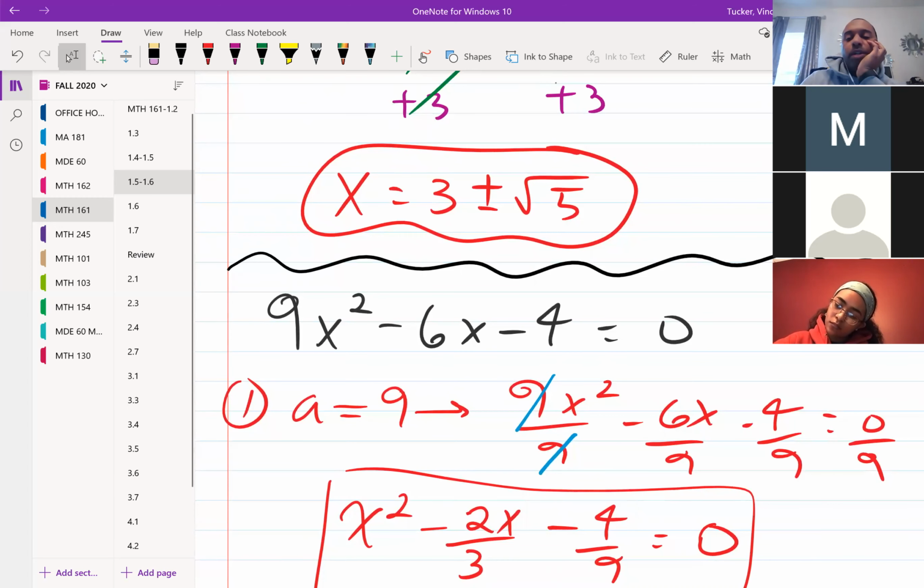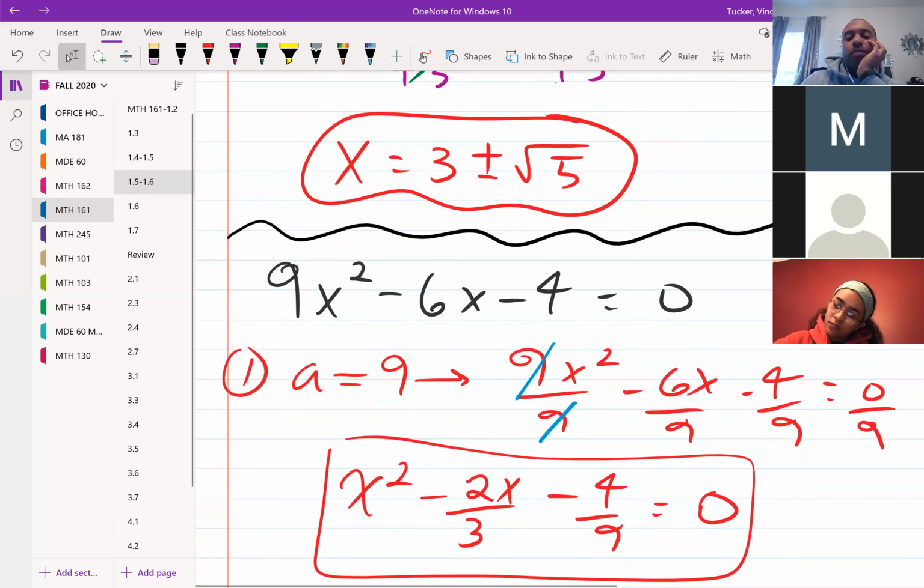This time a was equal to 9, divide each term by a, and simplify. So the 9's cancel in front of x squared, which is what we need. Then 6 over 9 reduces to 2/3, and 4 over 9, can't reduce that, so that stays the same. 0 over 9 is 0.